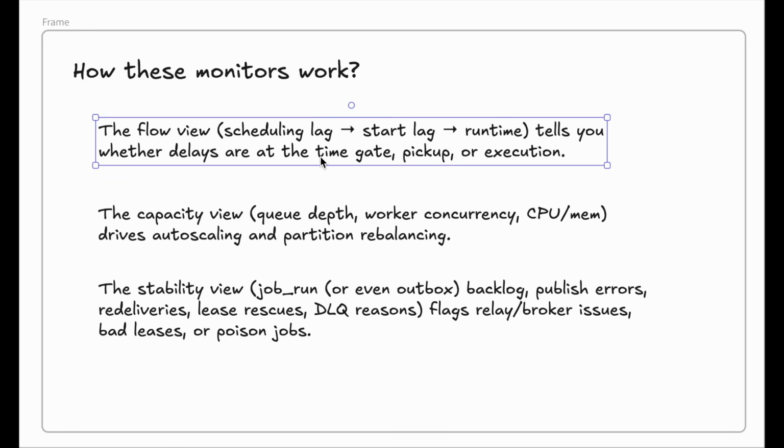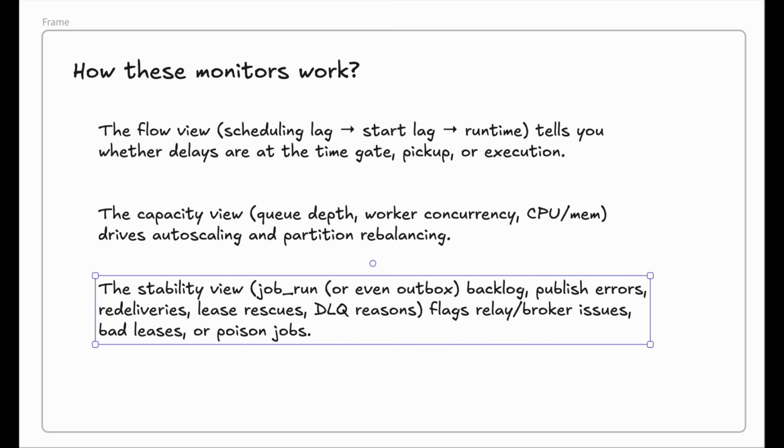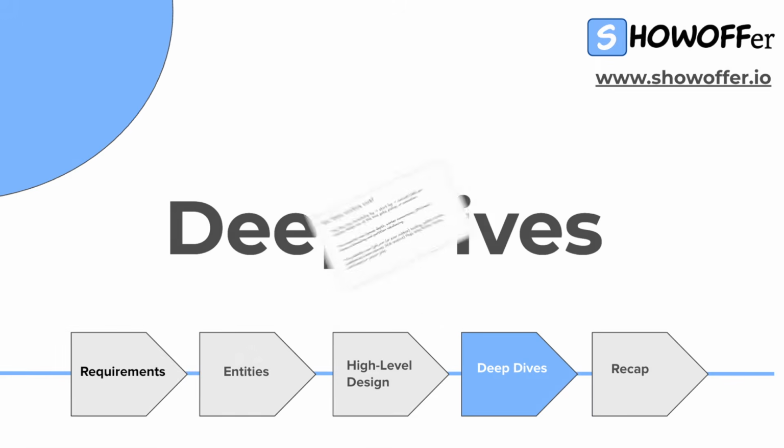The workflow view, for example, scheduling lag to the start lag to the runtime, can tell you whether the delays are at the time gate, at the pickup, or the execution. For the capacity view, for example, queue depths, worker concurrencies, CPU and memory utilizations drive the auto scaling and partition balancing. For the stability view, like the job run or the outbox backlog, publish errors, redeliveries, lease expiries, or dead queue reasons, those flag relay or broker issues, bad leases, or poison jobs.